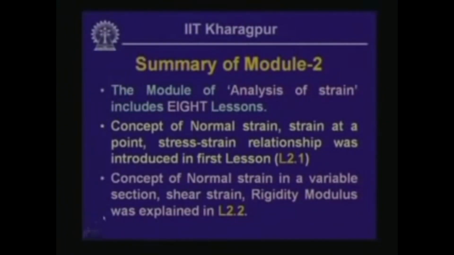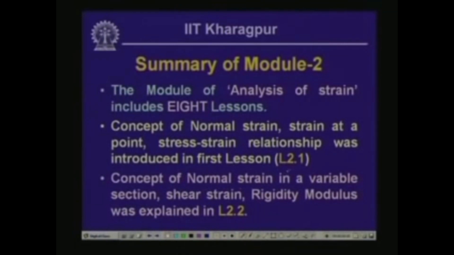The module on analysis of strain includes 8 lessons, as I have told you, and the first lesson was on the concept of normal strain, the strain at a point, and stress strain relationship. The second lesson was devoted to the aspect of normal strain in a variable section. In the first lesson we had discussed the normal strain in a uniform body. Now, if the body has a variable section, then what will be the strain in that? Correspondingly, what is the shearing strain, and we had discussed the concept of rigidity modulus in the second lesson.